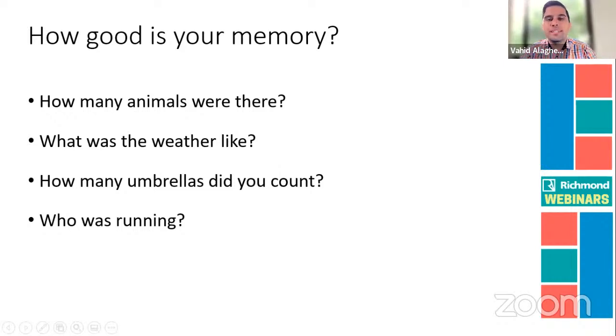Yeah, there is one comment here. Very good. 5 umbrellas. Wow, it was sunny or cloudy? Yeah, a girl was running. You remember a monkey? Three animals, four umbrellas, and 17 women. Okay.